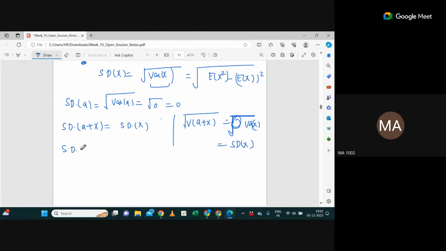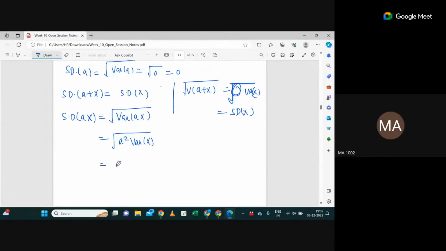What about the standard deviation of any constant a times x? It's a times standard deviation of x. Okay, let's do it in steps. Standard deviation of a times x is the square root of variance of a times x. The variance of a times x is a square times variance of x. The square root of a square is a, and the square root of variance is the standard deviation of x. The properties are the same, the only difference is the square root. Got it? Yes, sir.